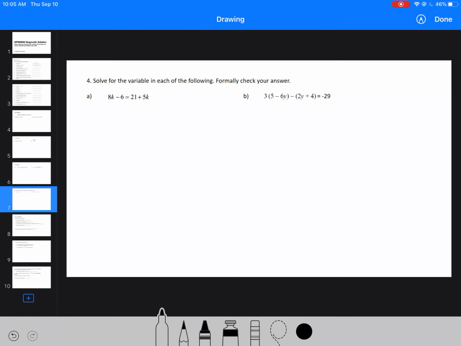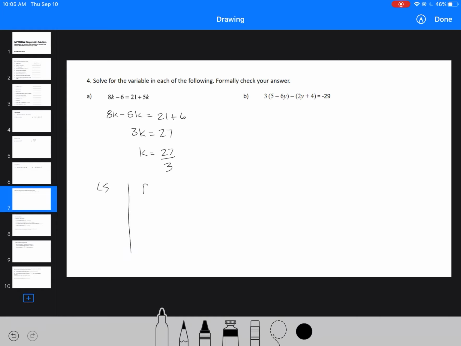Solve for the variable in each of the following and then check your answer. So here we've got 8k minus 5k equals 21 plus 6. 8 minus 5 is 3k. 27, that's actually not a nice number. 27 over 3. And then we'll solve both. I may as well check first.